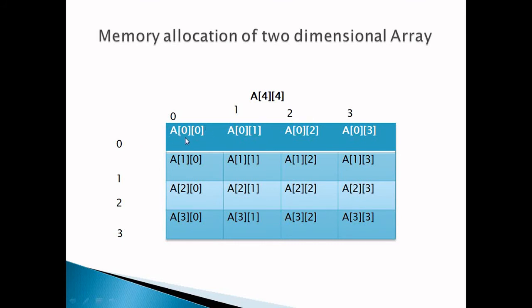What is the indexing here? Indexing starts from 0 0, then 0 1. So this is the first row, indexing with 0 row and 0 column. That is why it is 0 and 0. This is 0 row first column, this is 0 row second column, this is 0 row third column, this is the first row and 0 column, this is the first row first column, this is the first row second column, first row third column. In this way you can get the indexing. Okay.